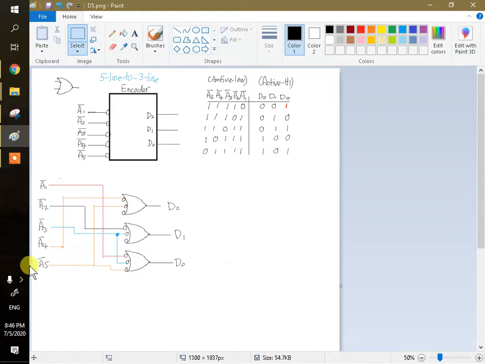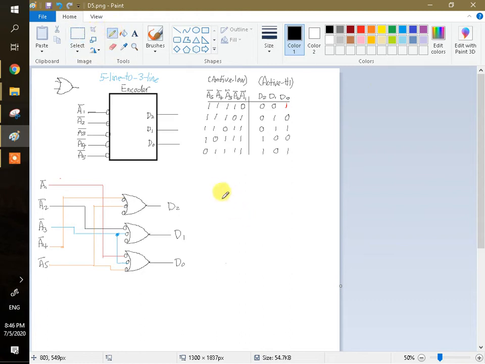Out of these 5 inputs, we can only activate one. You can see there's only one 0 in each row, because this is active low. Each row can have only one 0. This time we're going to look at what happens if the user inputs two 0s on one row. Okay, let's look at the first scenario.